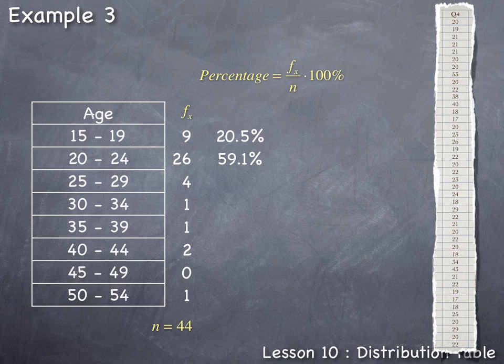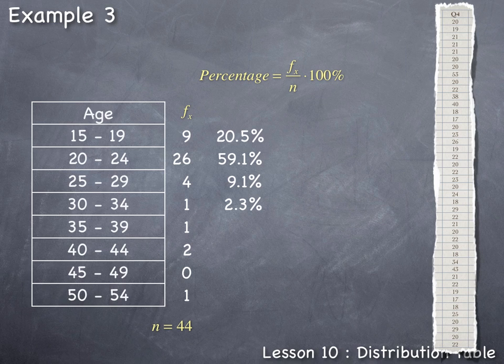To find the percentage of 25 to 29-year-olds, you would take the frequency, which was 4, divide by the total sample size, 44, multiply by 100, you get 9.0909%. When rounding off to the nearest tenth of a percent, we would get 9.1%. The percentage of 30 to 34-year-olds is found by taking its frequency, which was 1 student out of a total of 44 students, times 100% equals 2.2727%. Rounding this result to the nearest tenth of a percent gives us 2.3%.